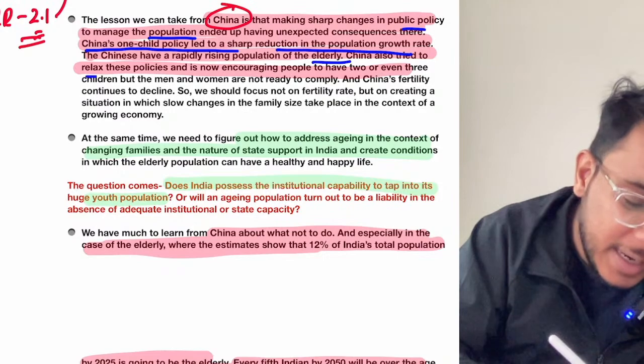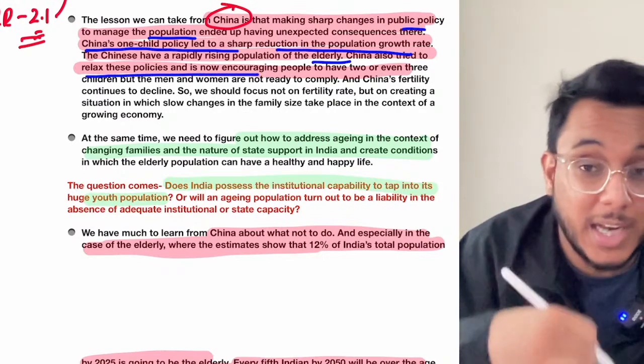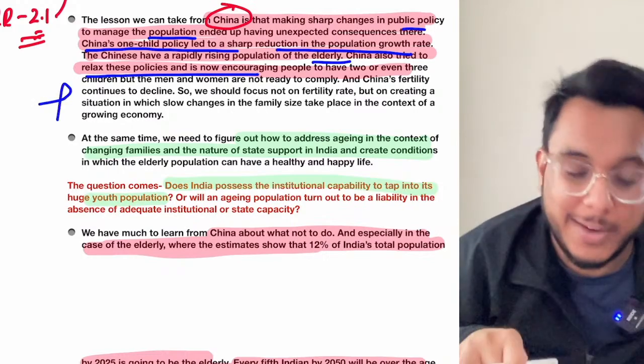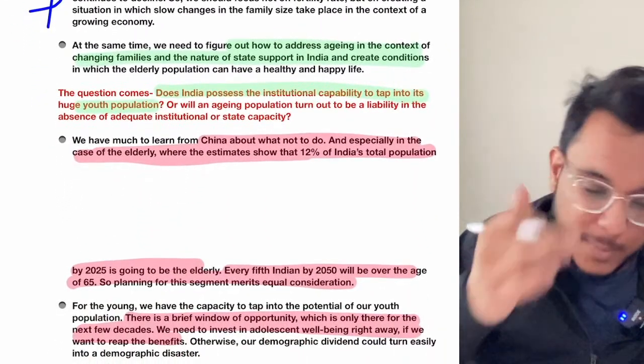Okay, and now China is relaxing these policies. China now has even come with a third child policy just last year. So from China's example, we can find that these population controls are not very effective.